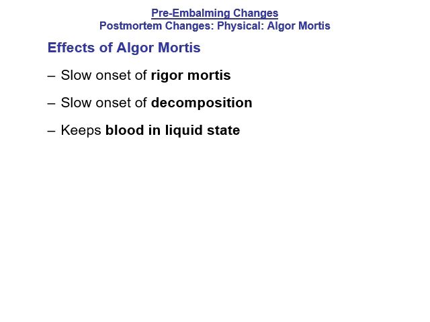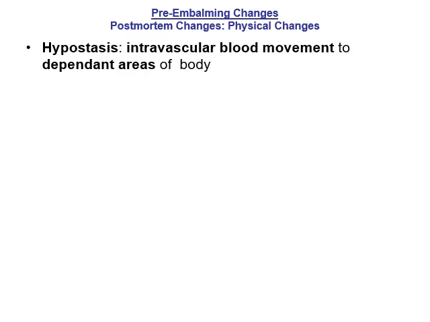So the next physical change would be hypostasis. We saw hypostasis before. We called it agonal hypostasis. Hypostasis is the intravascular blood movement to the dependent areas of the body. Again, it's intravascular. It's inside the vascular system. Anything that would impede the intravascular areas, such as clots or arteriosclerosis, may impede your hypostasis. But this is caused by gravity. So it's however the body is situated will determine where that blood and other bodily fluids start to gravitate to.